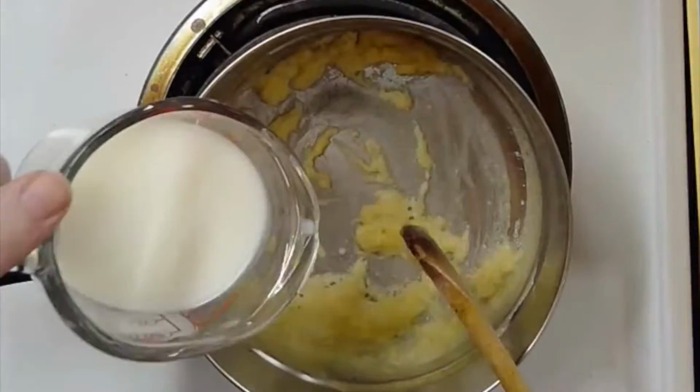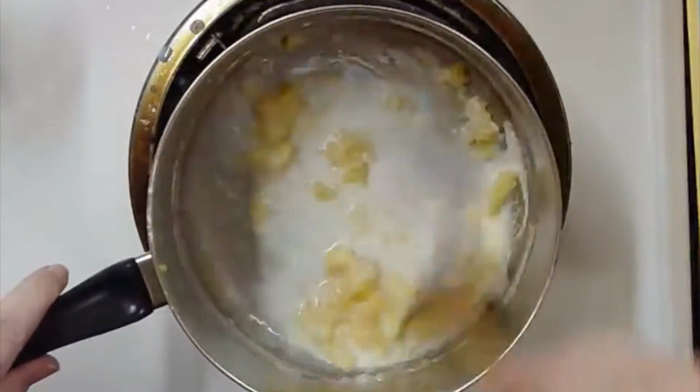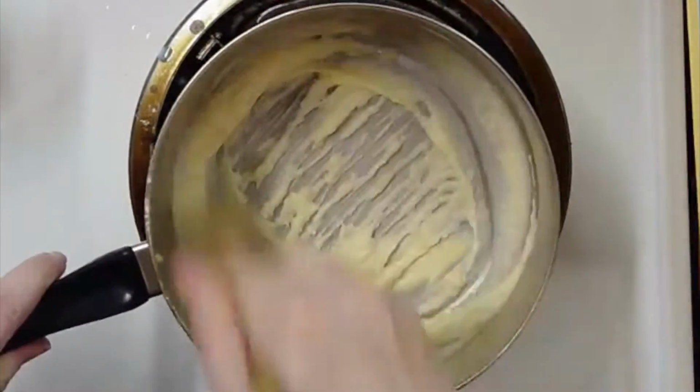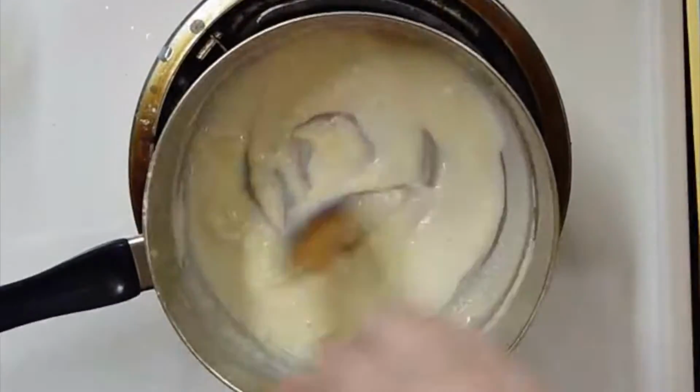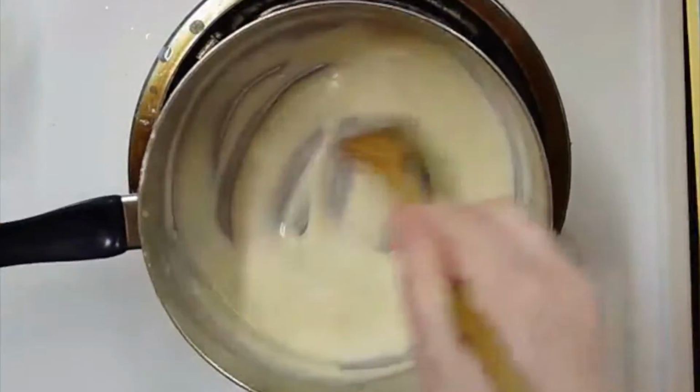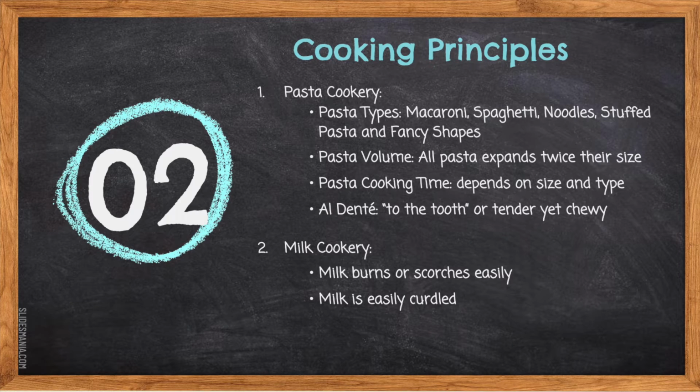This method will take longer than a double boiler, but if the temperature is low enough, scorching can be avoided. Also, constantly stirring the milk will help prevent the protein within the milk from settling down on the bottom and burning. Second part of milk cookery: milk is easily curdled.